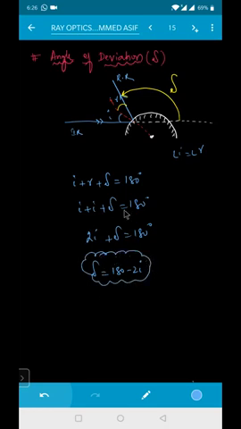So what is deviation right now? The angle made by the incident ray of light with the reflected or refracted ray is known as deviation. So what is the deviation formula? 180 minus 2 theta, for deflection. Is it clear? Yes, sir.